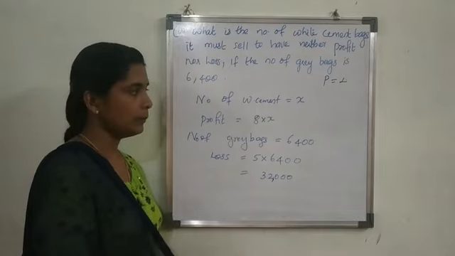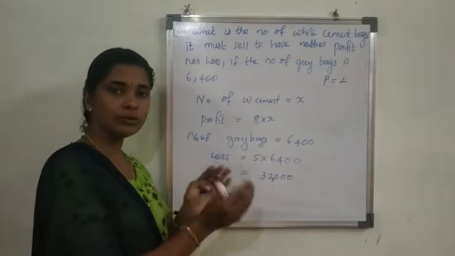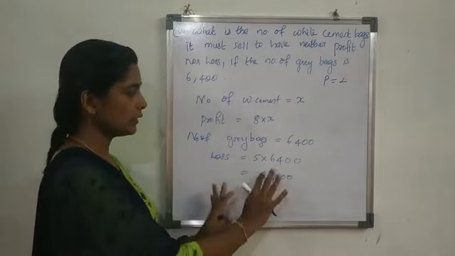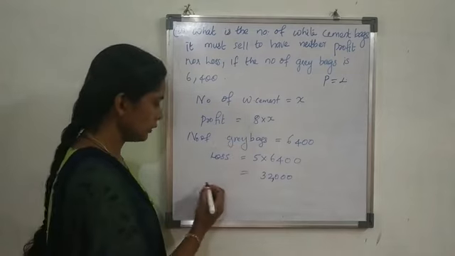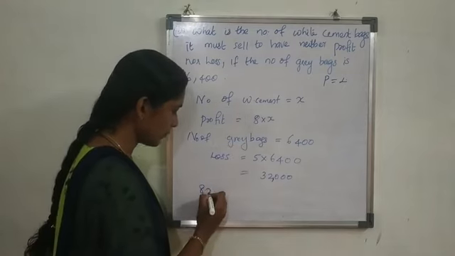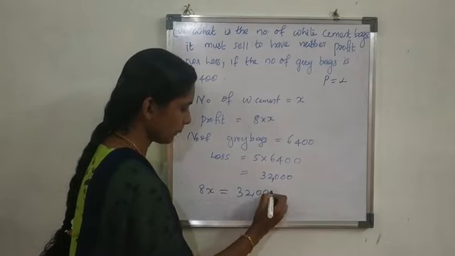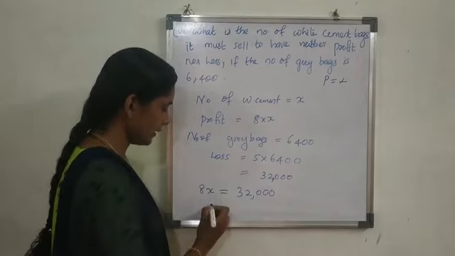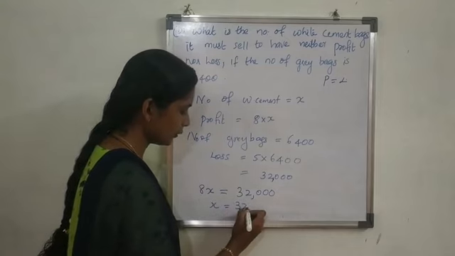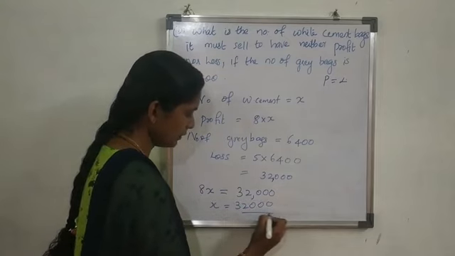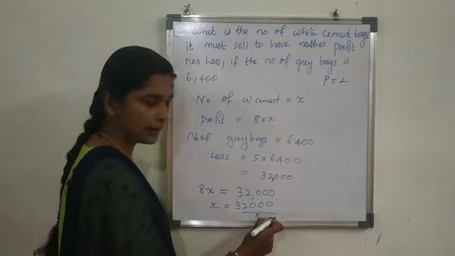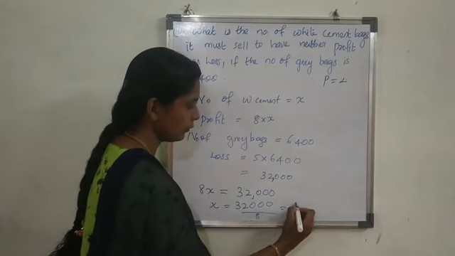Okay. Then both are the same. Neither profit nor loss means both profit and loss are equal. Then we can equate: profit is equal to loss. Profit is 8x, that is equal to loss, 32,000. Then x we have to find. That is 32,000 upon 8. 8 will move to the right side as division. Then that is equal to 4,000.